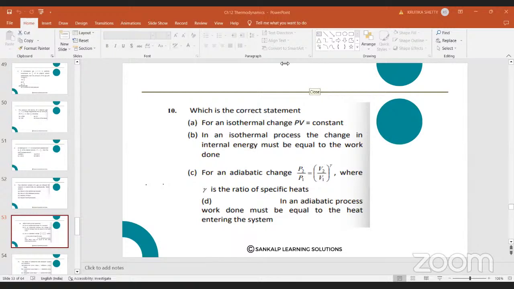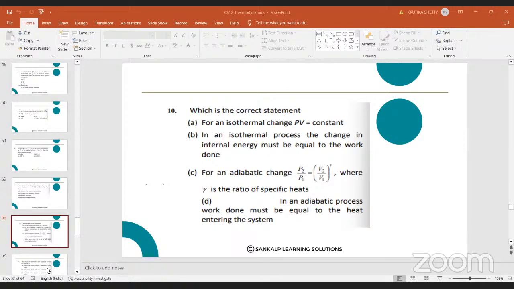That is correct. C is not correct, because if you simplify the equation, it would not simplify to P1 V1 raised to gamma is equal to P2 V2 raised to gamma. So see the question properly. For an isothermal change, PV is equal to constant. That is correct here. Option A is the right one.